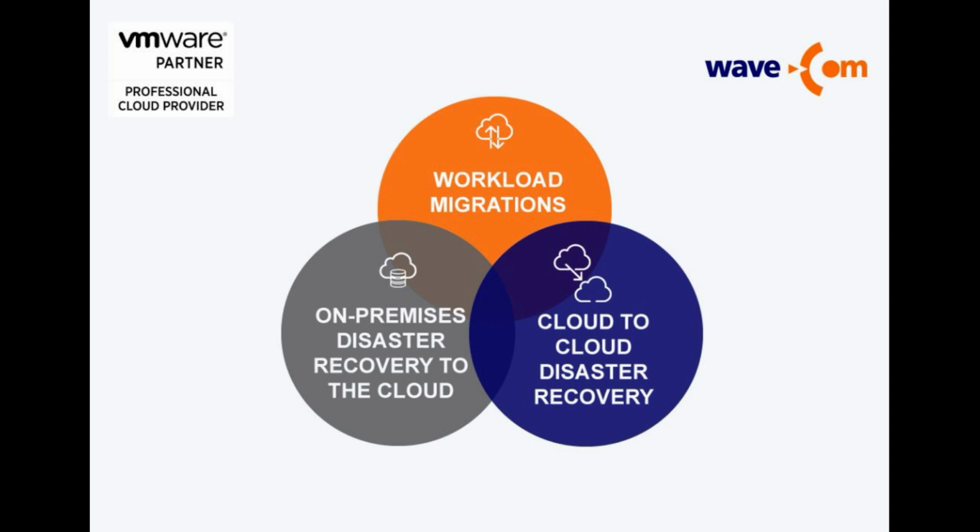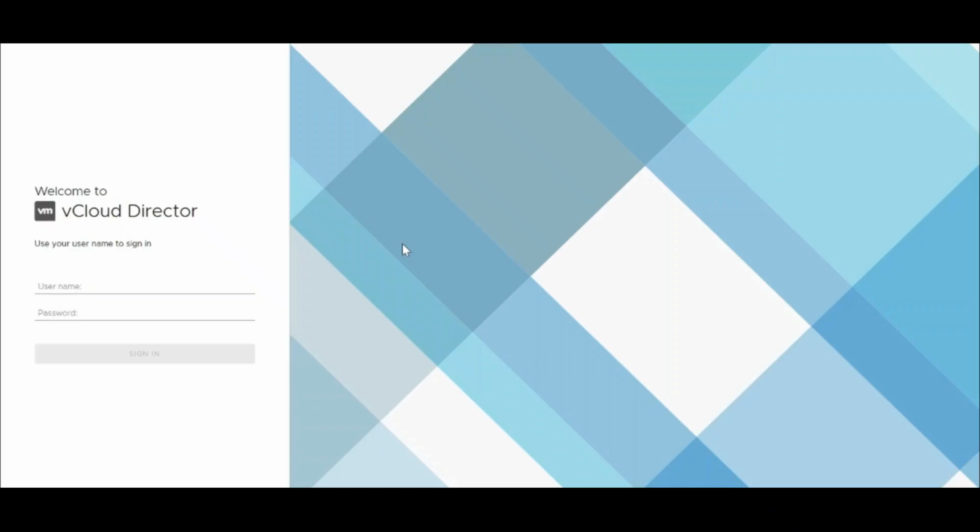Hello, today we speak about how to protect a virtual machine or a vApp in the WaveCom vCloud environment. WaveCom is using VMware vCloud Availability, cutting-edge new technology available only as a service from vCloud service providers. It allows you to back up, migrate, and recover one virtual machine or a whole data center. So let's start configuring protection.